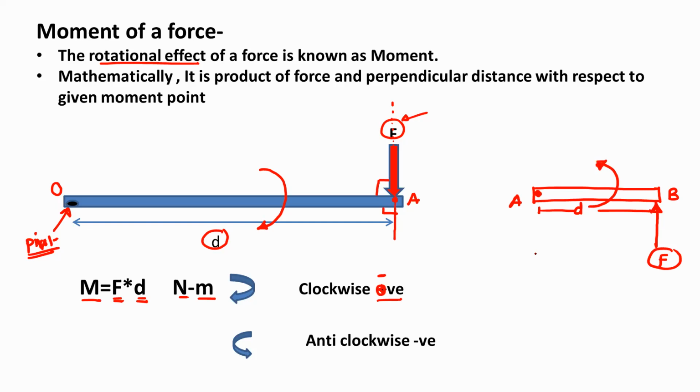Here the moment by the force F about the point A is equal to force into perpendicular distance, and this will be the anti-clockwise moment. And here the moment is clockwise. So in the calculation, anti-clockwise moment is considered as positive and clockwise moment is considered as negative. So this is the concept of moment.